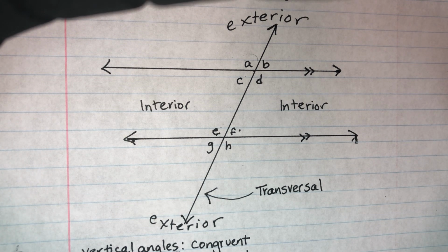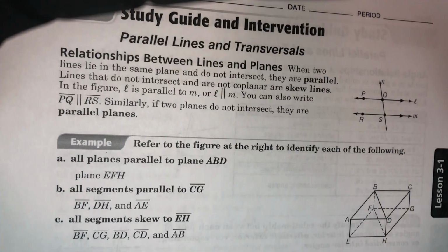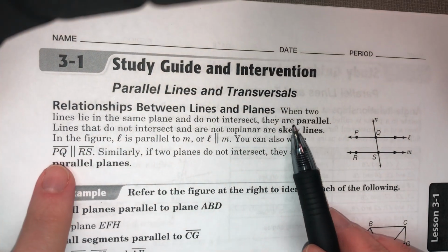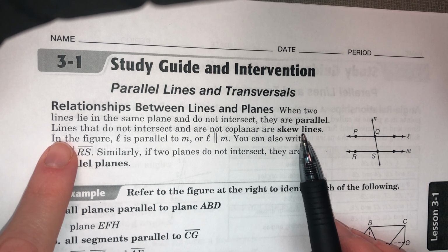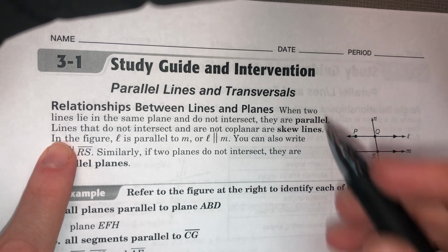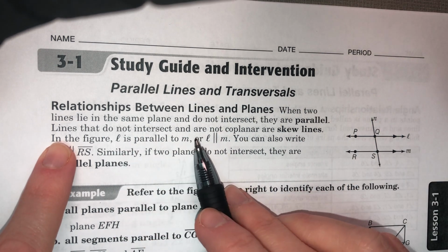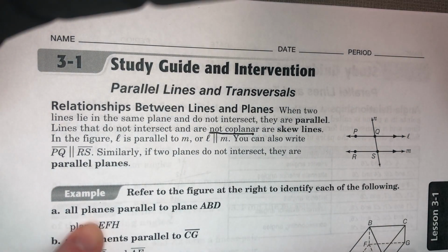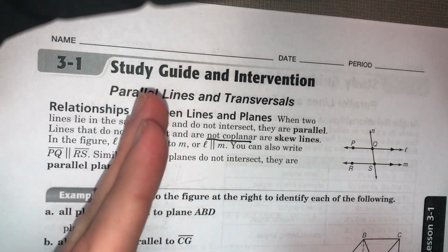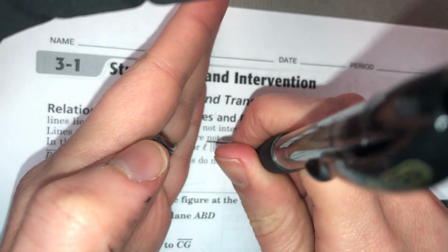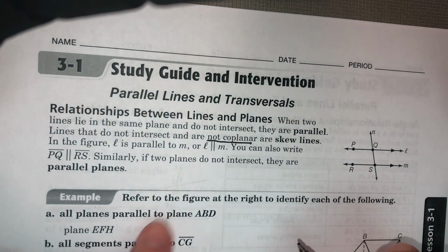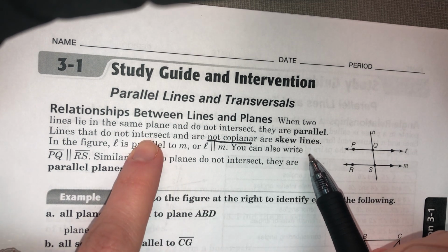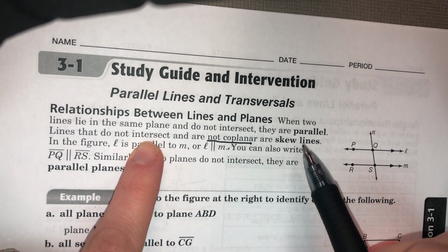All right, so our next problem is right here. We're going to talk about when two lines lie in the same plane and do not intersect, they are called parallel. Lines that do not intersect and are not coplanar are called skew lines. So skew lines might be like one is going along the page and the other one is coming up off the page towards you in 3D space. They still will not intersect, but they are not parallel because they're not in the same plane. Those are skew lines.